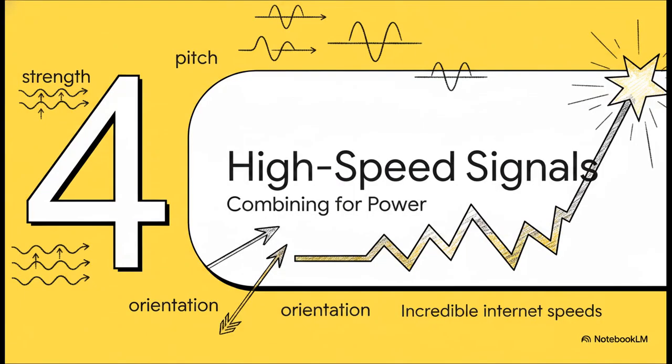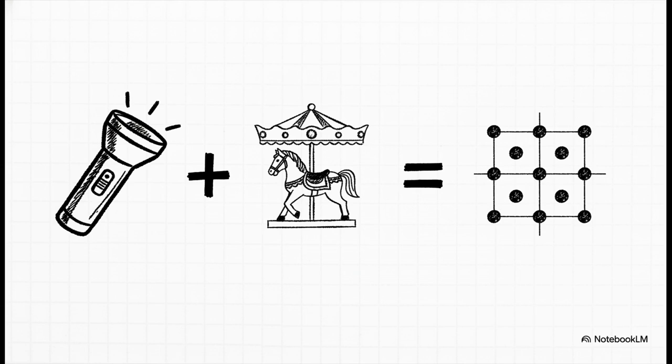So we've covered strength, pitch, and orientation. What's left? Well, what happens if we combine these ideas? This is where we get to the absolute master stroke, the technique that makes the crazy internet speeds we use every single day possible. It really is as simple and as powerful as this little equation. We take the idea of changing the amplitude, our flashlight, and we combine it with changing the phase, our carousel. The result is an incredibly powerful technique called QAM.